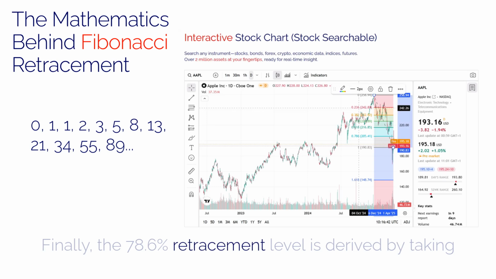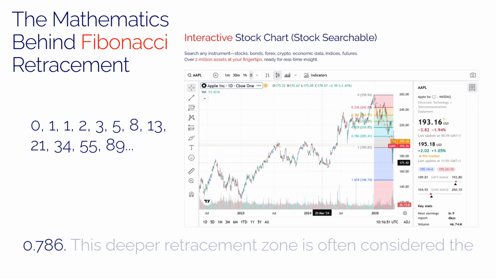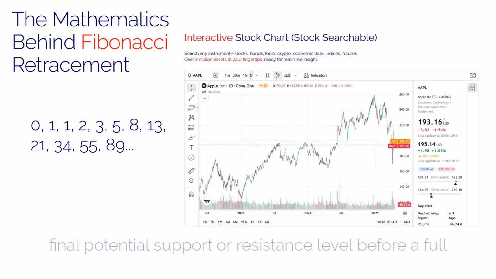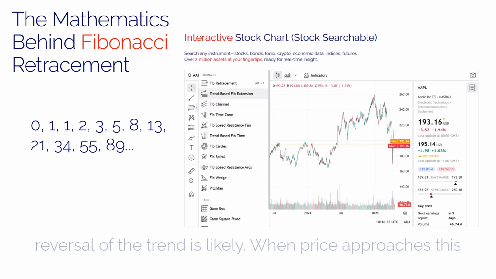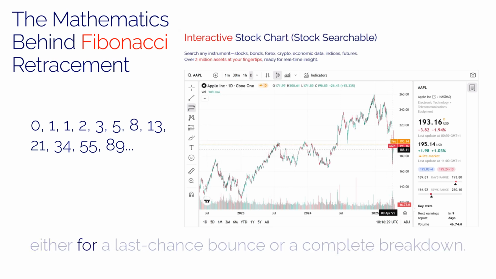Finally, the 78.6% retracement level is derived by taking the square root of 0.618, which results in approximately 0.786. This deeper retracement zone is often considered the final potential support or resistance level before a full reversal of the trend is likely. When price approaches this area, traders often view it as a critical inflection point, either for a last chance bounce or a complete breakdown.